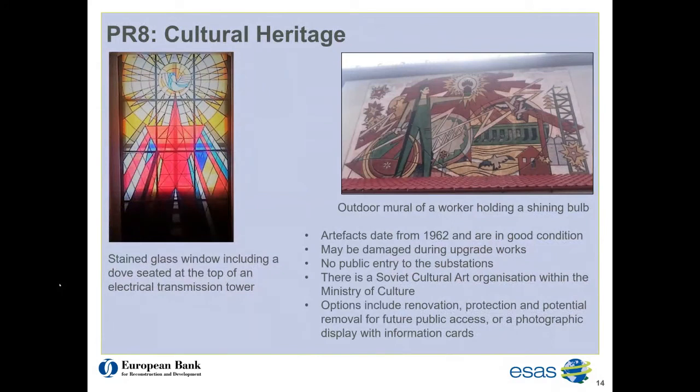Thank you, Alan. And so now moving on to PR8, Cultural Heritage. So the electrical substations that were to be renovated included a variety of cultural heritage artefacts. On the left, we see a stained glass window which includes a dove seated at the top of an electrical transmission tower. And on the right is an outdoor mural of a worker holding a shining bulb, and in the background you can see a combination of industry and nature working in harmony.